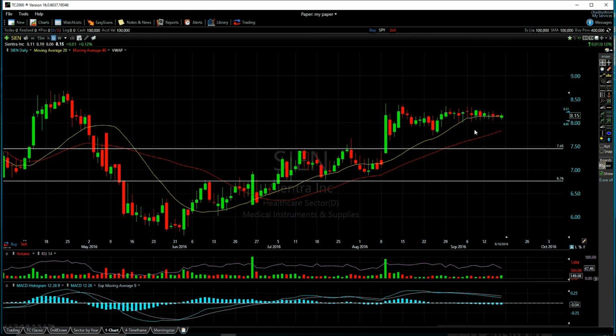Now we're in a consolidation period, and here we're moving back to this yellow line, which is the 20 moving average. We'll talk about that in another episode coming up. So that's a very quick intro to support and resistance.